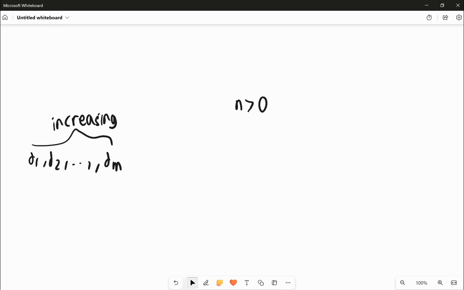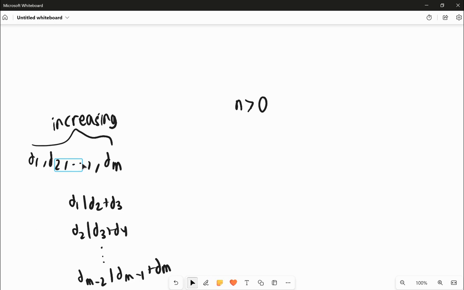We want to find all positive integers n greater than 0, such that when we have the divisors d1, d2, all the way to dm of n, and these are in increasing order, so d1 is less than d2, d2 is less than d3, and so on, we must have d1 divides d2 plus d3, d2 divides d3 plus d4, and so on, up to d(m-2) divides d(m-1) plus dm. In other words, any term in the sequence must divide the sum of the two divisors that come right after it in this sequence.